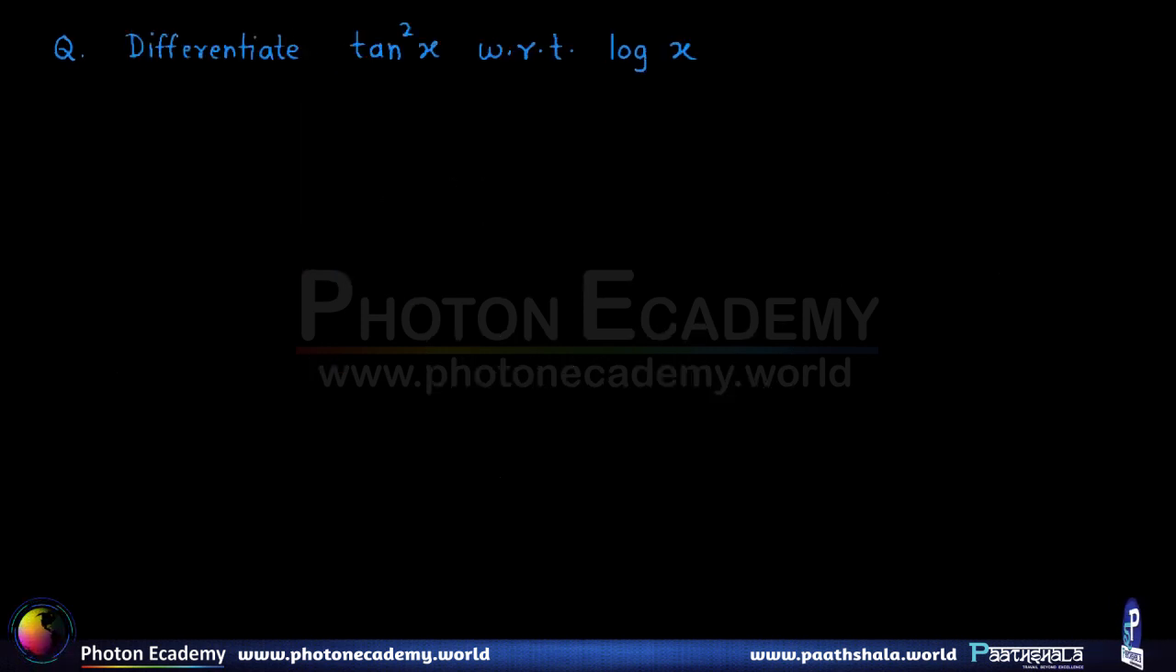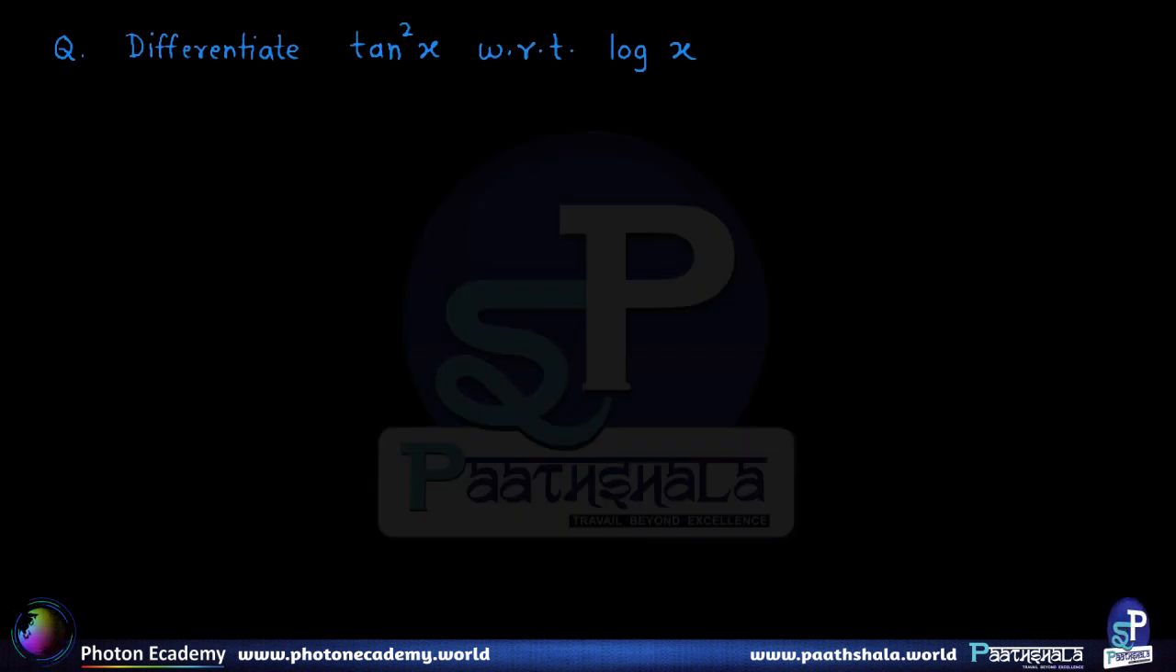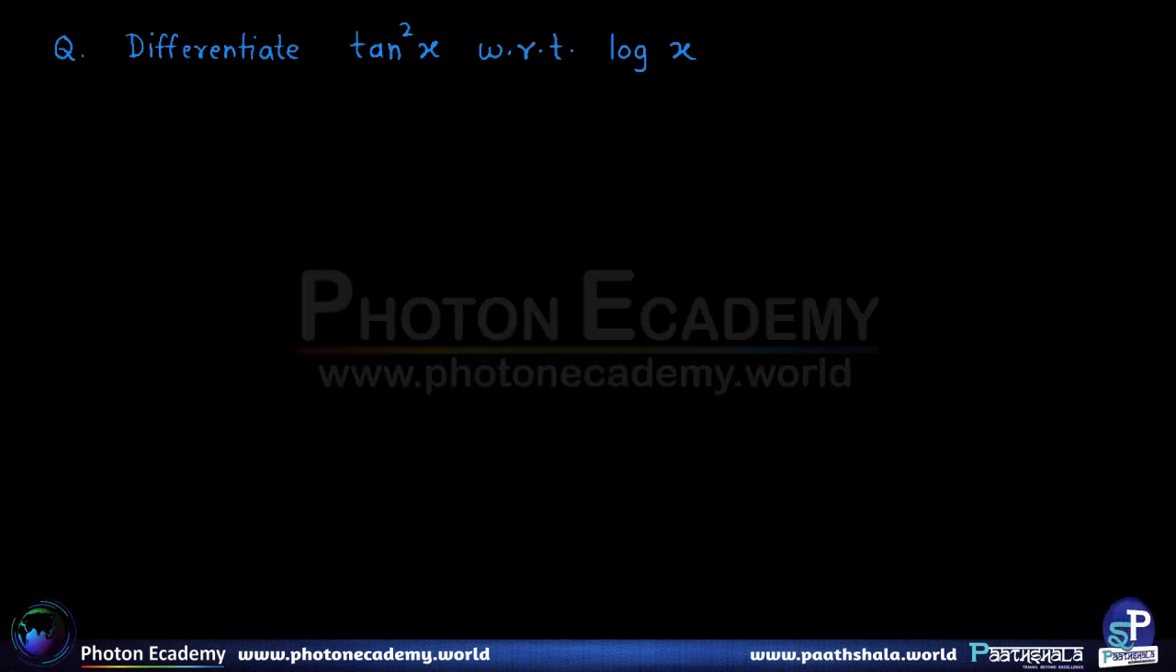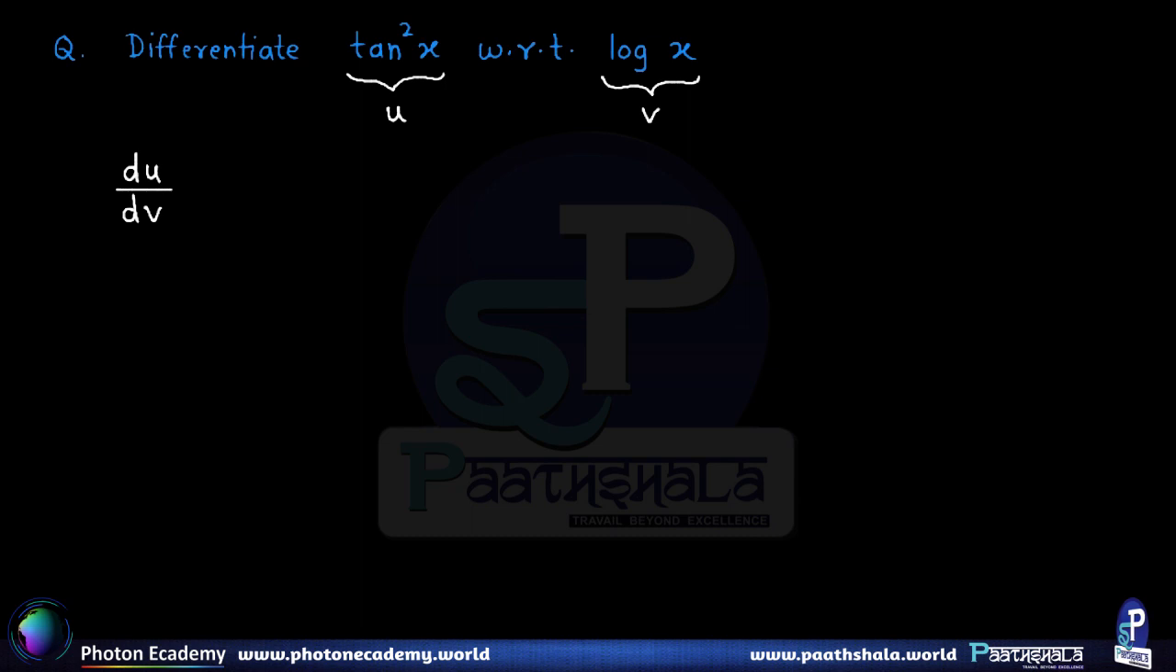Now here we are asked to differentiate tan square x with respect to log x. Now typically we are used to differentiating with respect to just x as the variable. So how come we can differentiate one function with respect to the other function as asked here? For that, let's visualize the first function as u and the second function as nothing but v. So u is a function of x and v is also some function of x. And what we have to find is du by dv, that is what we have been asked.